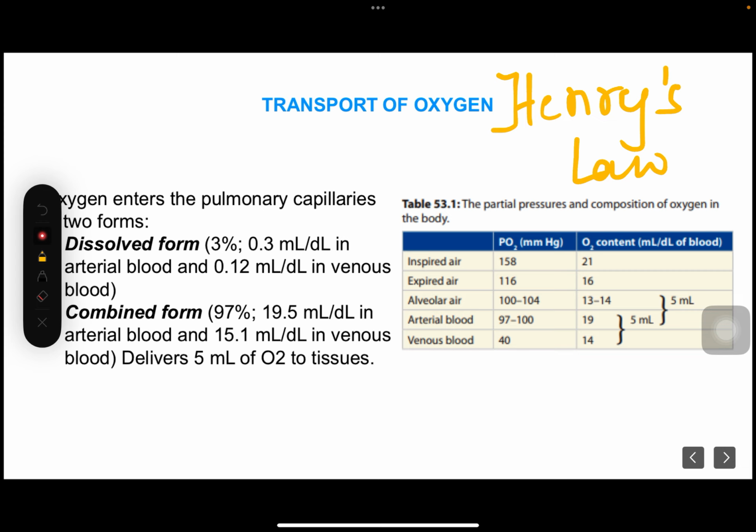For example, if my Hb level is 15 gram per deciliter, then the oxygen carrying capacity of my blood is 15 multiplied by the oxygen carrying capacity of 1 gram of hemoglobin, that is 1.34. So totally 20.1 ml per deciliter, meaning the oxygen carrying capacity of my blood is 20.1 ml of oxygen in 1 deciliter of blood.